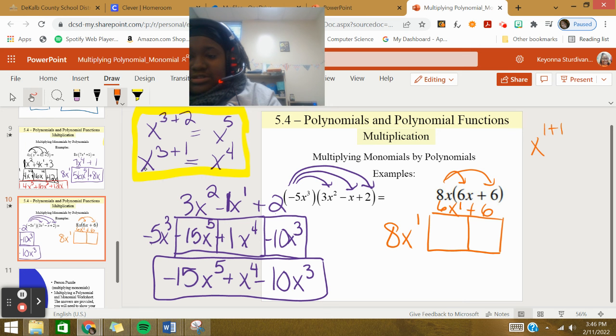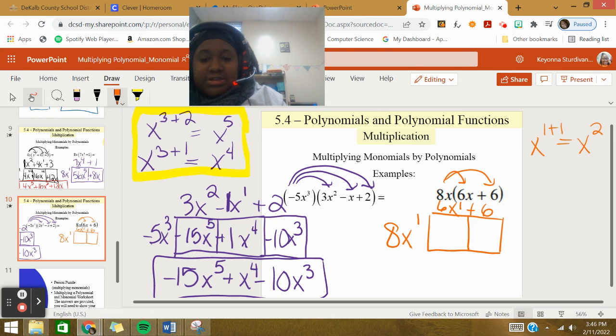x to the first times x to the first is going to give me x to the second. So I have 8 times 6, that's going to give me 48, and then I have x to the second here. And then I have 8 times 6 again. This will be plus 48. And then don't forget the x here. So that's my final answer: 48x squared plus 48x.